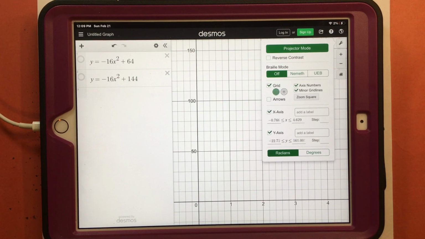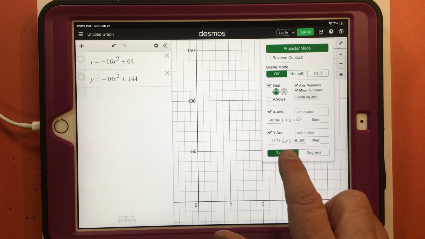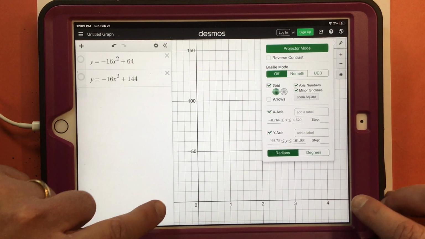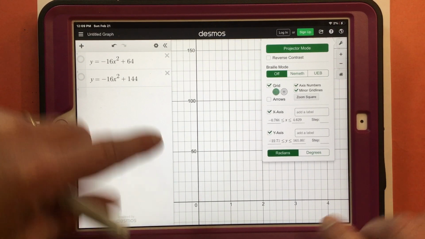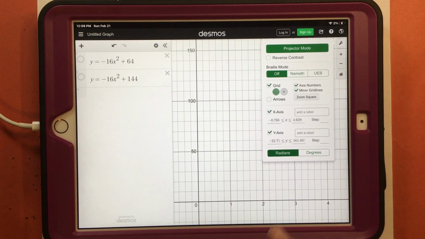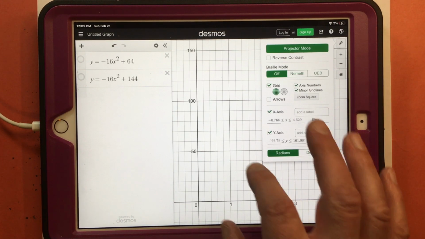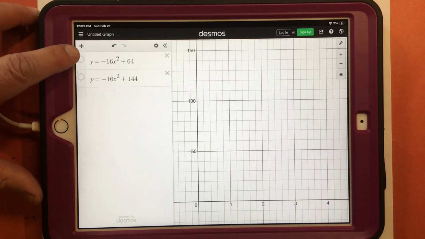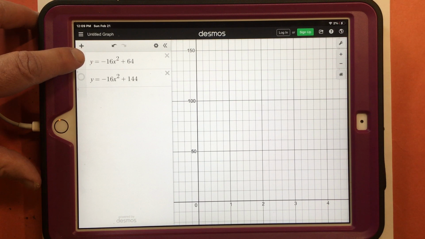So you can start with the boundaries from the smallest x to the largest x and the smallest y to the largest y, and then adjust it by pinching it afterwards. Okay? Here's my first graph. This is the person who drops the water balloon 64 feet high.